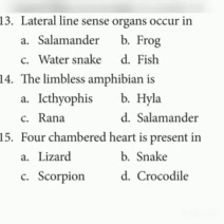Lateral line sense organs occur in fishes. 14th one, the limbless amphibian is? They do not have limbs. So the limbless amphibian is Ichthyophis. 15th one, four-chambered heart is present in crocodile. See the other options, lizard, snake and scorpion. All the reptiles have a three-chambered heart except crocodile, which has a four-chambered heart.